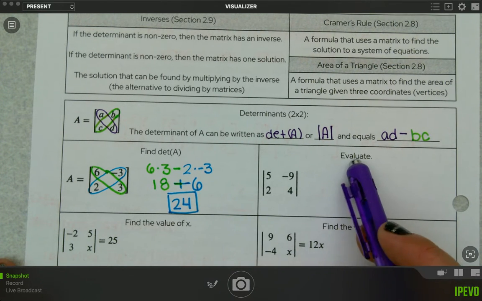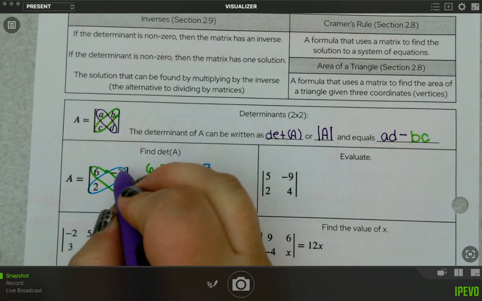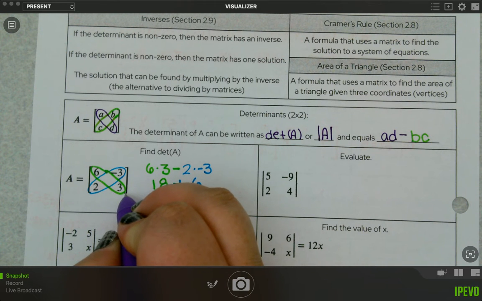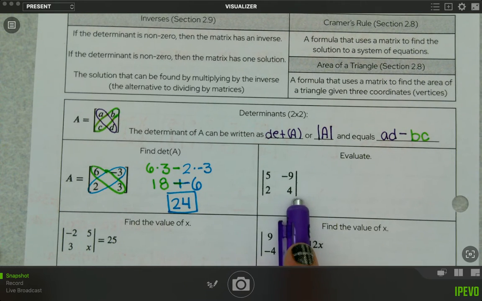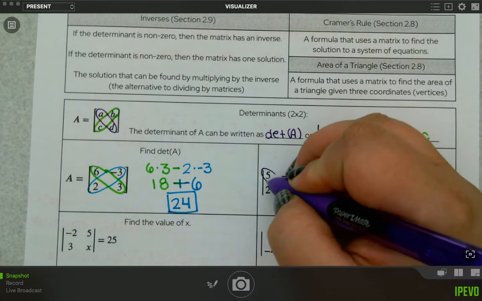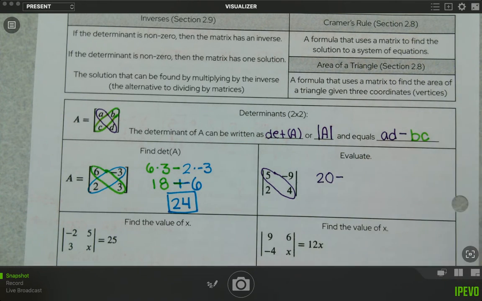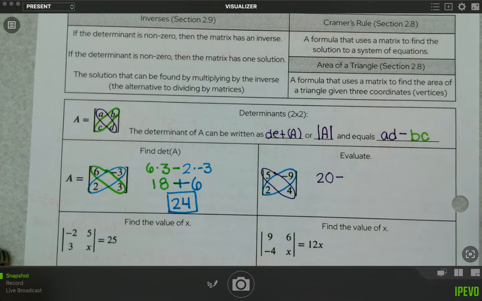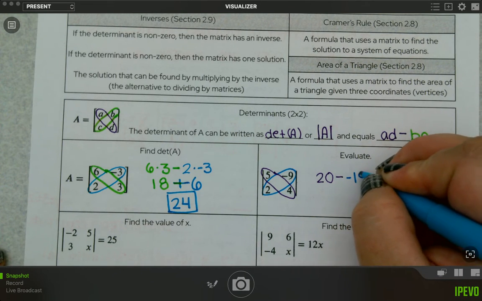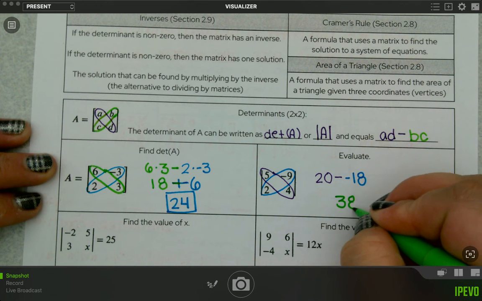Okay, and the last one said find the determinant of A like this. This one just says evaluate because it gives you the straight up and down bars without the little legs in between. So it's the same thing. So we're going to do this diagonal, 5 times 4 is 20, minus this diagonal, 2 times negative 9 is negative 18. Well, that's going to turn into 20 plus 18, which is 38.